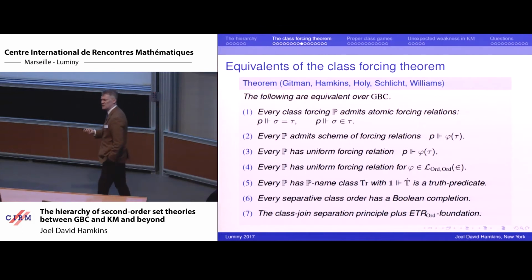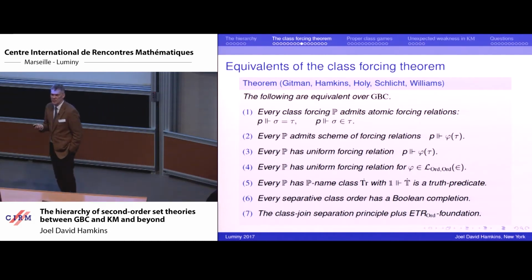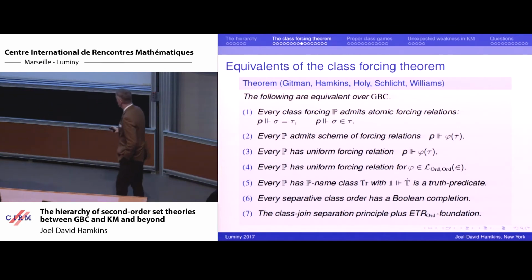And basically, one should think of a forcing relation as a name of a truth predicate. That's what it really is. So it's equivalent to the assertion that every separable class partial order has a Boolean completion, I mean a set complete Boolean completion. So there's a set complete class Boolean algebra into which the poset embeds. It's equivalent to a certain class join separation principle.